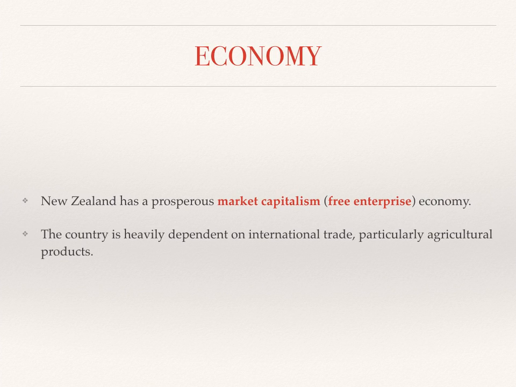Economy. New Zealand has a very prosperous market capitalism, free enterprise economy. They're heavily dependent on international trade, particularly agricultural products. There's lots of sheep and lambs, lots of agricultural products there.